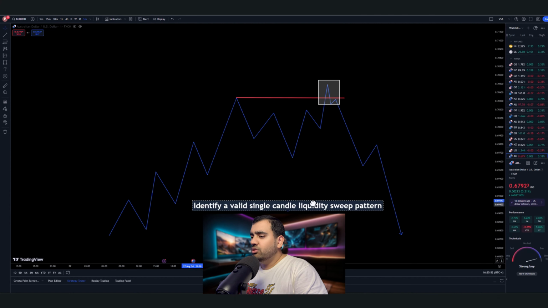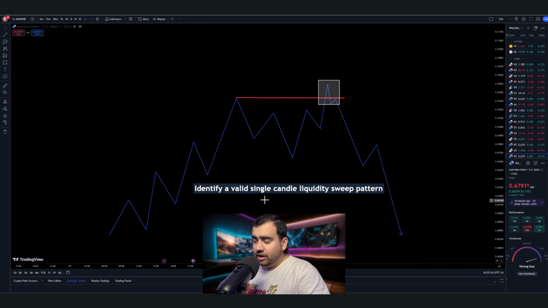Alright, so what you have to do is identify a valid single candle liquidity sweep pattern. A single candle pattern means that if the price is moving here, the candle is moving here and suddenly breaks this level, trades here and then comes back and closes here. So if a candle creates a wick here and closes below the line here, it means it's a liquidity sweep.